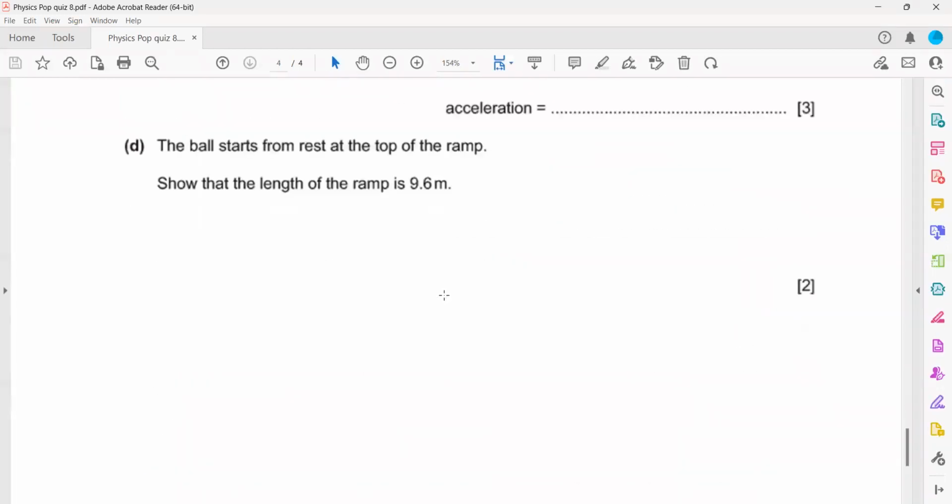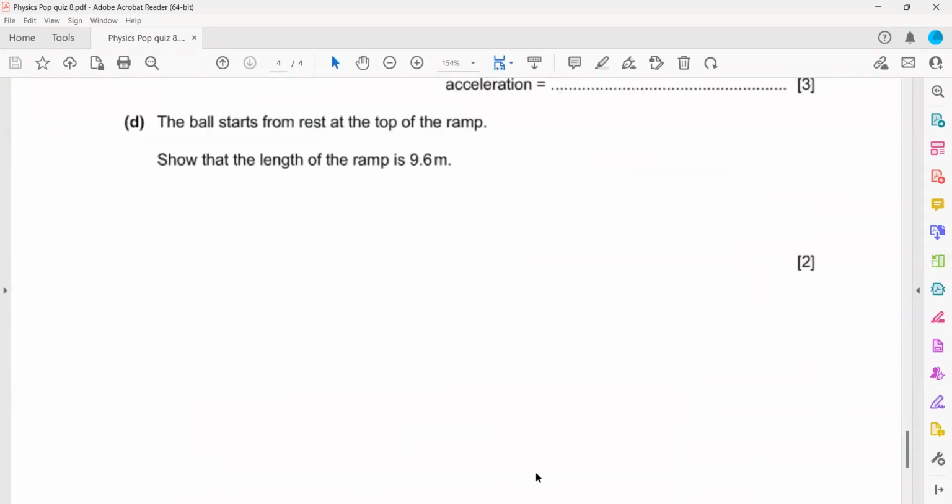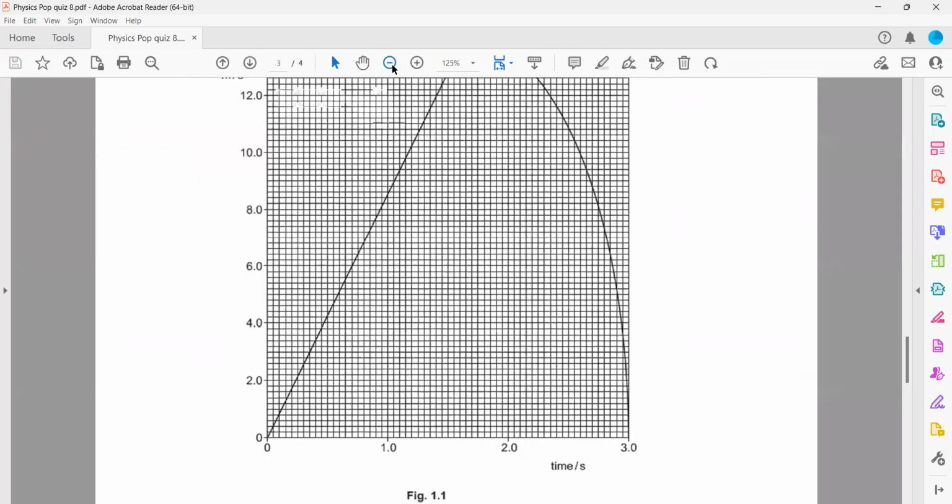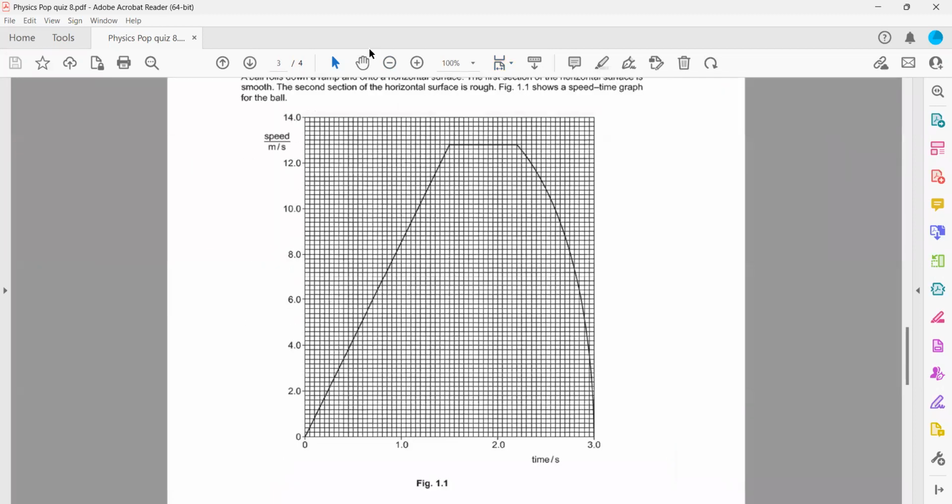Then in part D, the ball starts from rest at the top of a ramp. Show that the length of the ramp is 9.6. Only we have to calculate the distance traveled on the ramp, because the ball rolled down the ramp, then the horizontal part, and in this horizontal part first it is smooth and then rough. So we will only calculate the distance traveled on the ramp, and that will be equal to the length of the ramp.